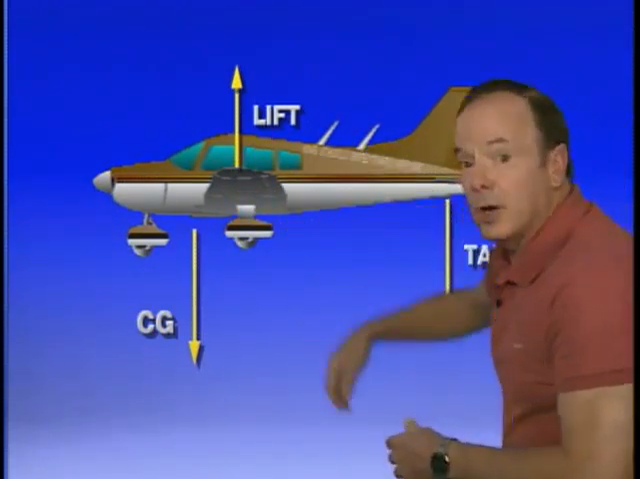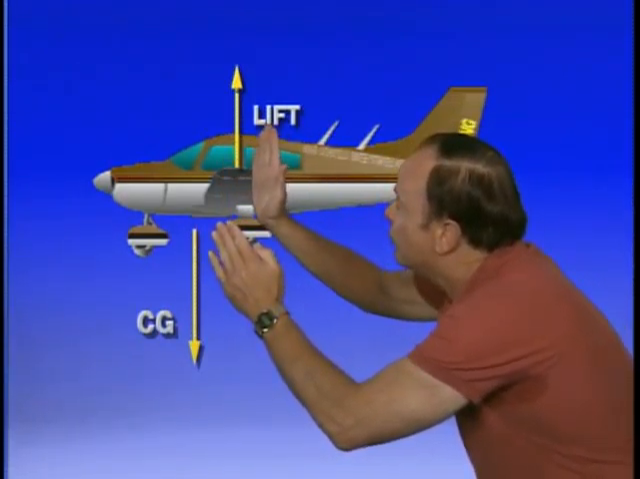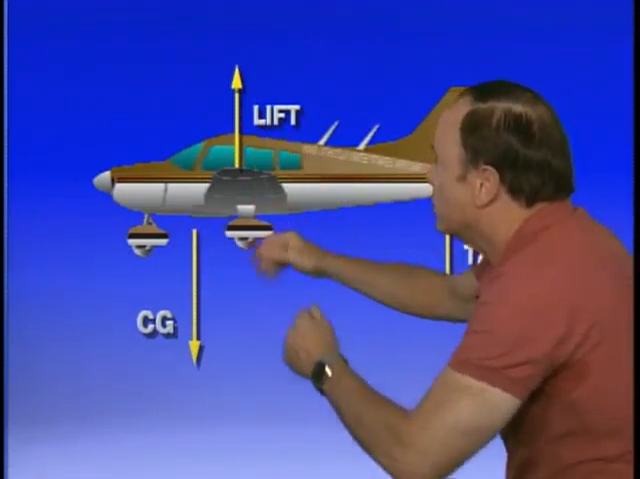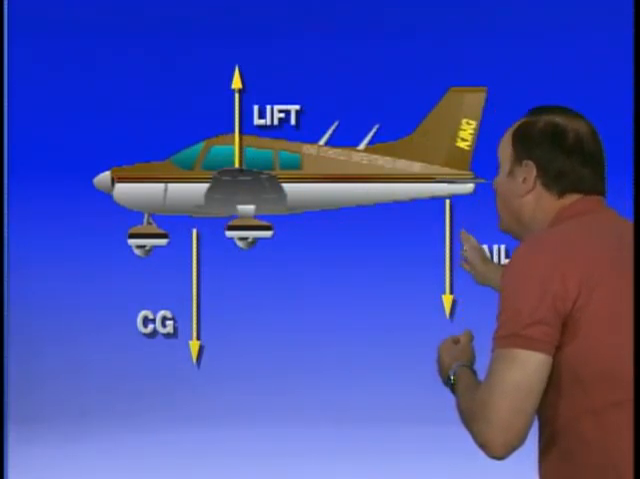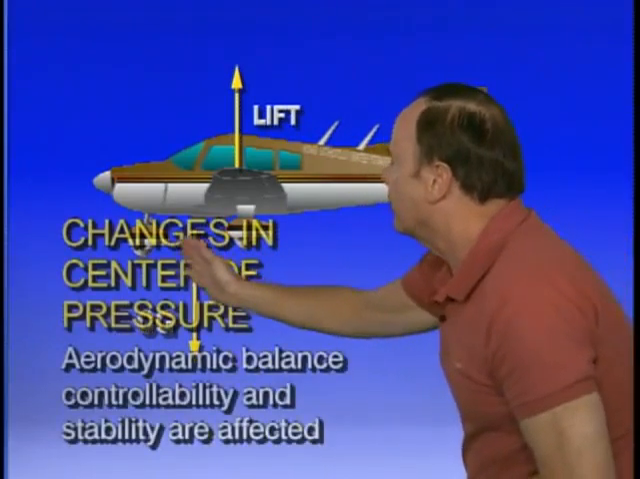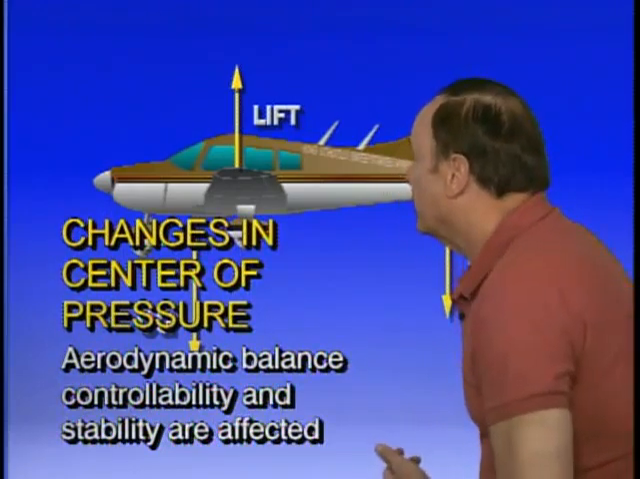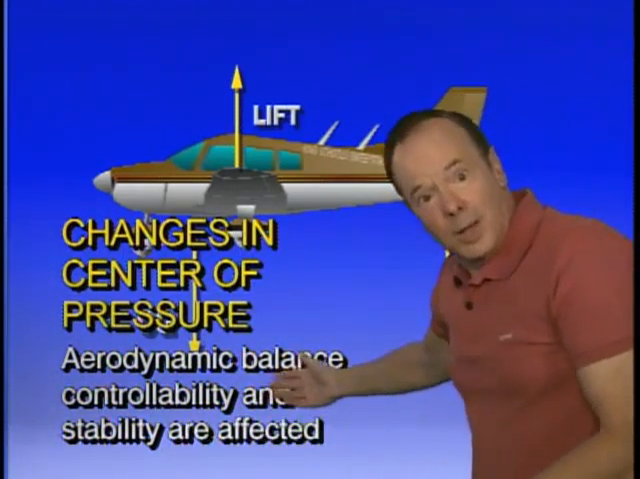But if you change the angle of attack by flying very, very slow, now you have the nose pitched way up in the air and the center of pressure moves forward, and there's less distance between the center of gravity and the center of pressure. And when you're flying at very high angles of attack, there's less downforce in the tail and the airplane is less stable. So just like changing the center of gravity, changing the center of pressure, mostly by changing your angle of attack, will affect the aerodynamic balance, controllability, and stability of the airplane.